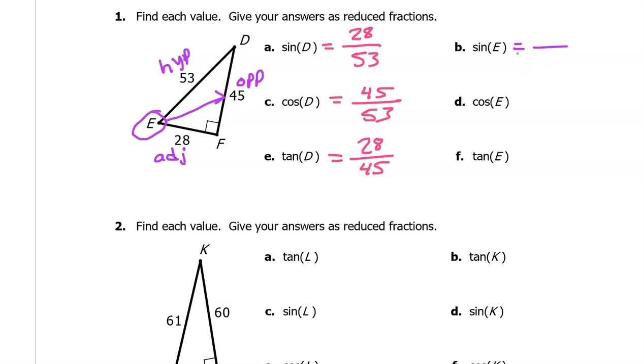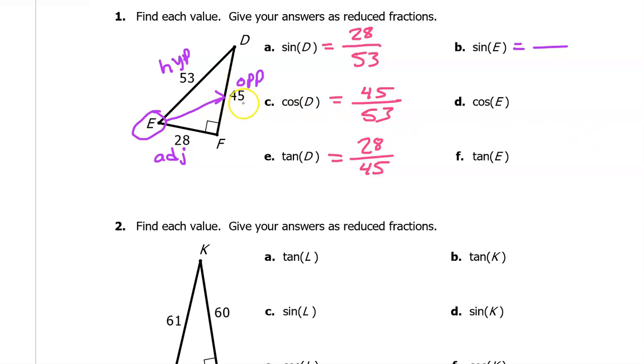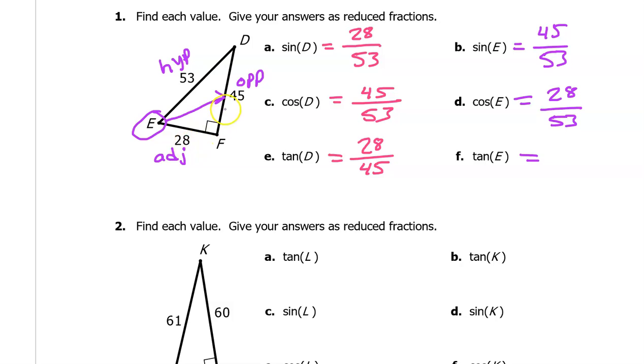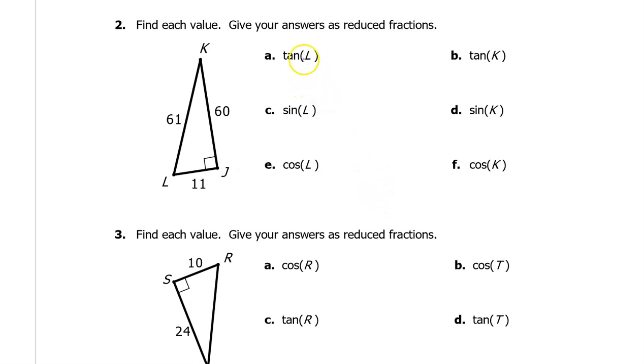Remember that the sine function is opposite over hypotenuse. So that will be 45 over 53. Cosine of angle E. Cosine is adjacent over hypotenuse, so that will be 28 over 53. And then tangent is opposite over adjacent, so that will be 45 over 28. So that's how you find sine, cosine, and tangent. Let's practice that some more.